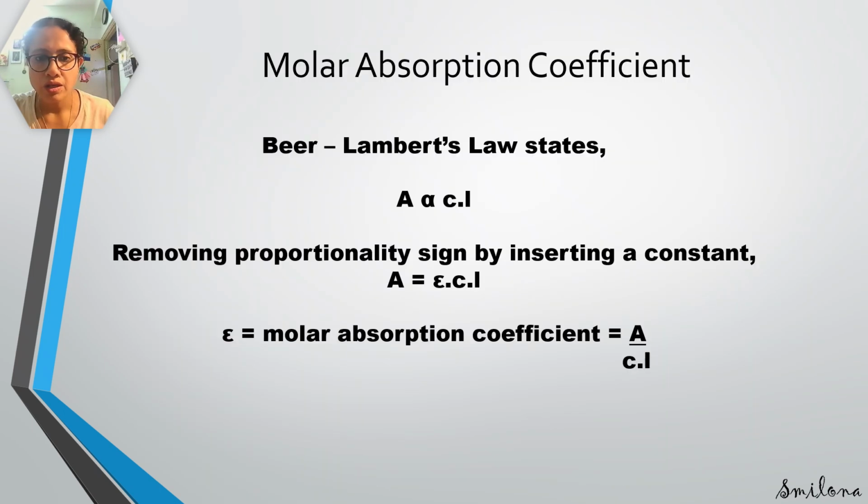Simple. There is another method. When I say that Beer-Lambert law states that absorbance is directly proportional to concentration and path length, if I remove this proportionality sign, I have to insert a constant. This constant, epsilon, is called the molar absorption coefficient. It is defined as the absorbance of a solution of 1 molar concentration in a 1 centimeter path length cuvette.